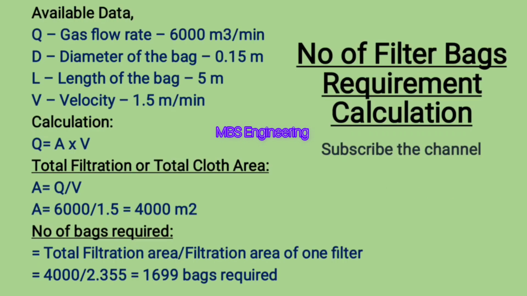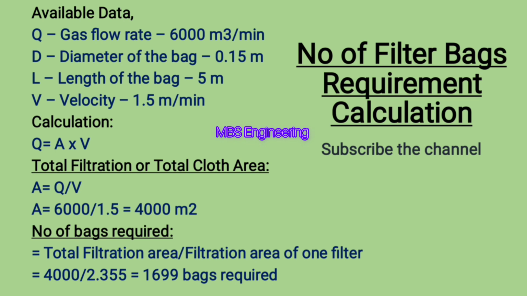Next, we are going to understand how to calculate the number of filter bags required in the bag filter system. Available data: Q, gas flow rate 6000 cubic meters per minute. D, diameter of the bag 0.15 meter. L, length of the bag 5 meters. V, velocity 1.5 meters per minute.